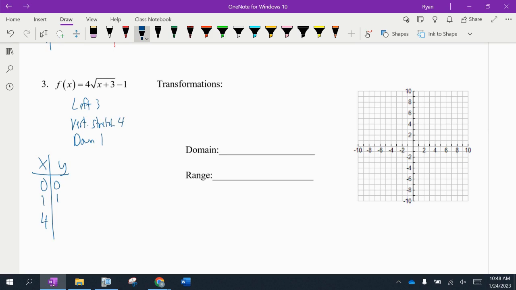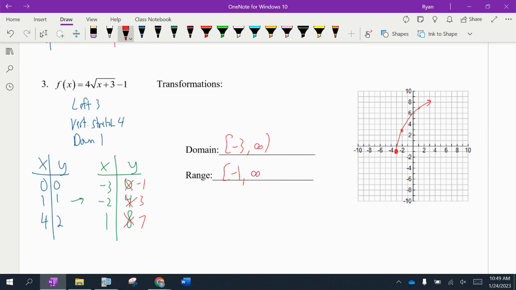Here are the points from the parent function. Then, doing these transformations, we need to go left by 3, so subtract 3 from all the x's, multiply all the y values by 4, and then we have to shift all of them down by 1. So our points are -3, -1, -2, 3, so it's going up pretty steep, and then 1, 7. So starting point, and it's going to launch like that. The domain goes from -3 to infinity, and the range goes from -1 to infinity.